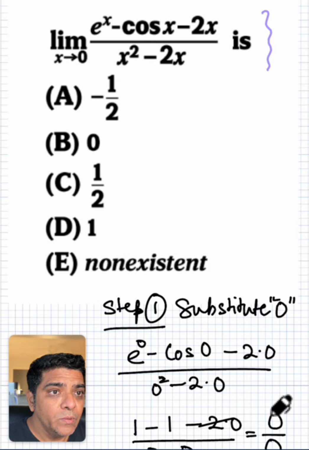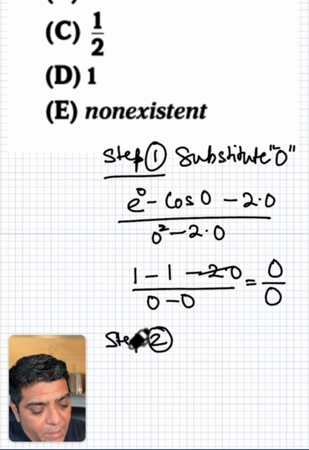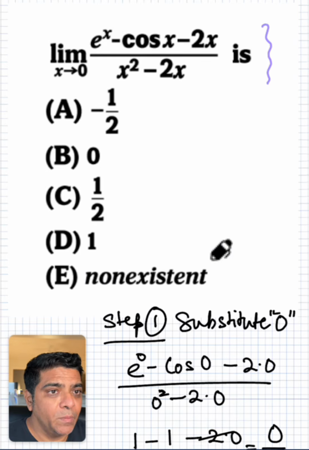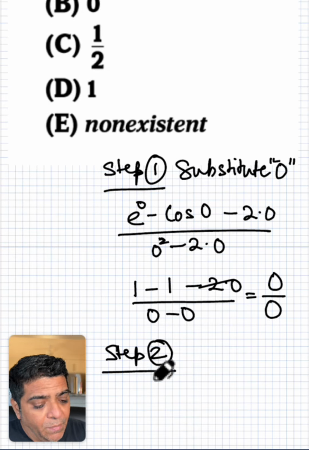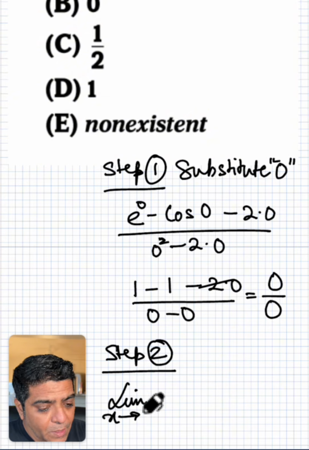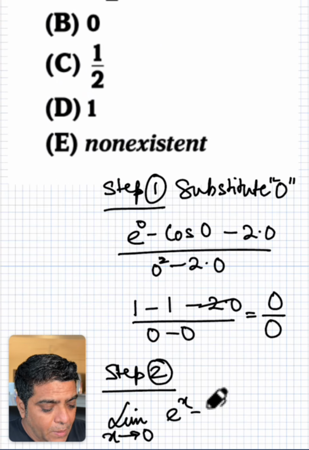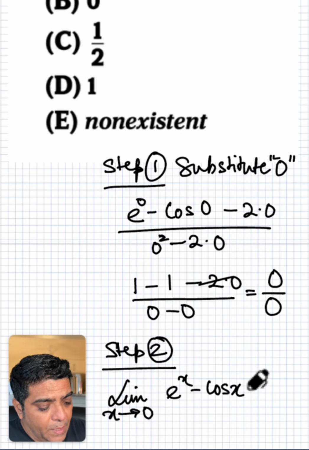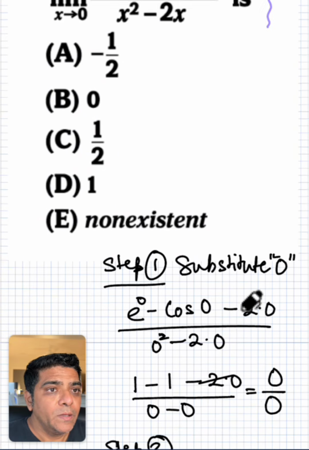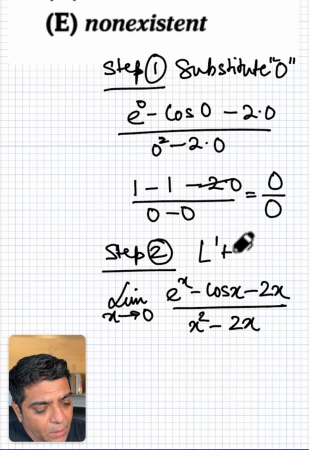So what we are going to do instead is use L'Hopital's rule. Let's write our limit here so that we can differentiate the numerator and denominator, which is L'Hopital's rule. You take the derivative of the numerator and then you take the derivative of the denominator separately. So we have the limit as x approaches 0 of e to the power of x minus cosine x minus 2x, and in the denominator we have x squared minus 2x.